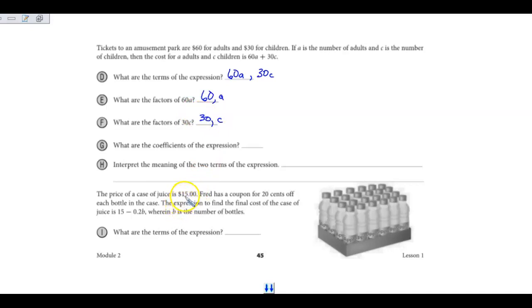The coefficients of the expression are 60 and 30. What is the meaning of the two terms of the expression? So the first term, 60A, is the cost per adult. And 30C is the cost per child.